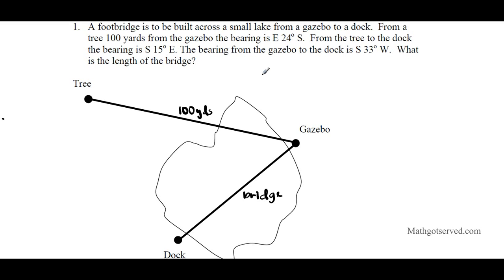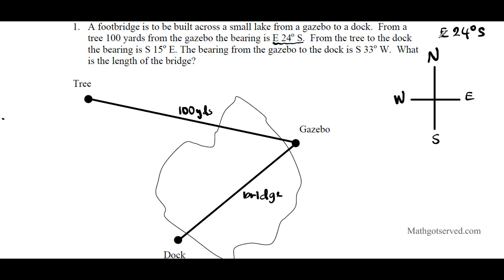So how are we going to construct that? Let's go ahead and draw our four cardinal points: north, south, east, and west. The question is, how do we draw 24 degrees south of east? Let's write it down: east, 24 degrees south. How do you draw this?